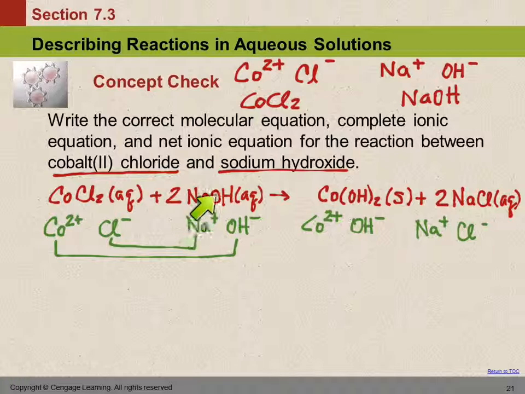Let's check out this oxygen. 2 oxygens here, and it's not found anywhere else. Over here, we've got 2 oxygens. So the oxygen's okay. And then the hydrogen is the last element, 2 hydrogens, 2 hydrogens. So there's our balanced molecular equation. Any questions about that one?